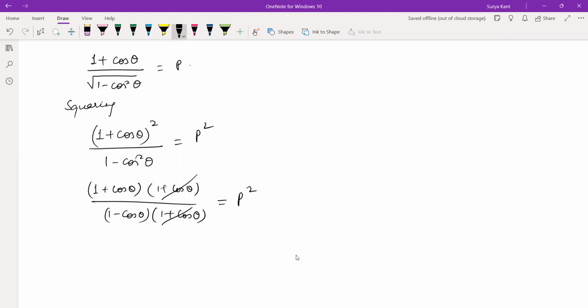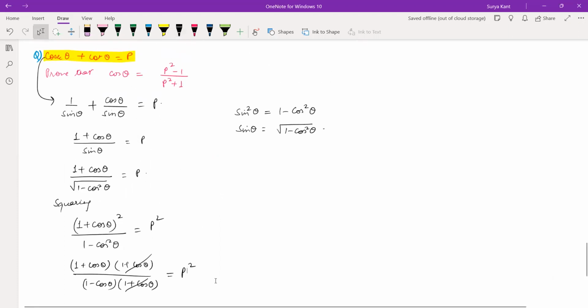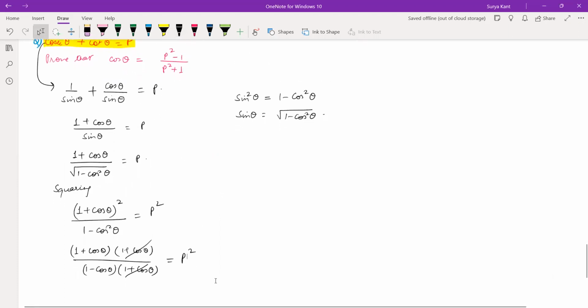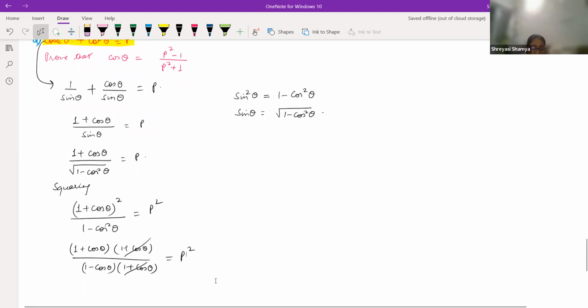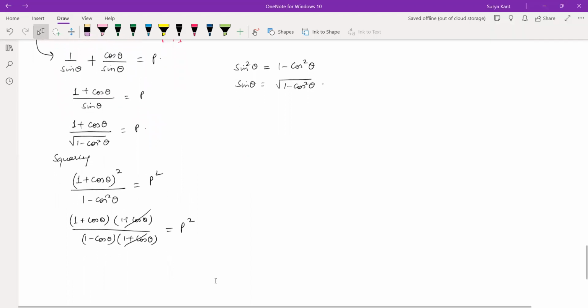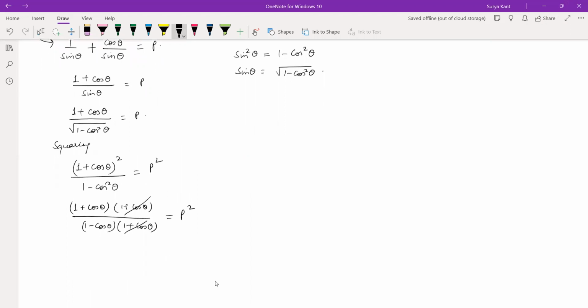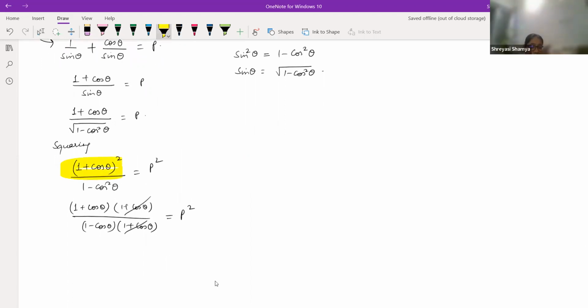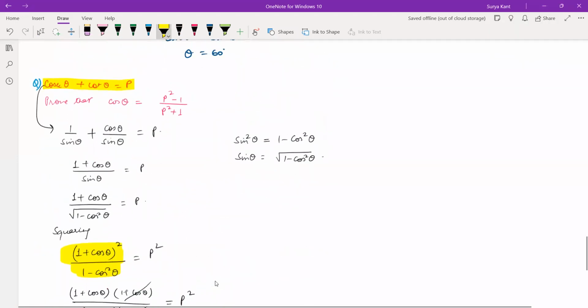Next, what we have to do next? For 1 by cos theta divided by 1 plus cos theta, rationalization. The same thing will get here, right? So cosec theta plus cot theta is equal to P, right? Cosec theta plus cot theta is equal to P.